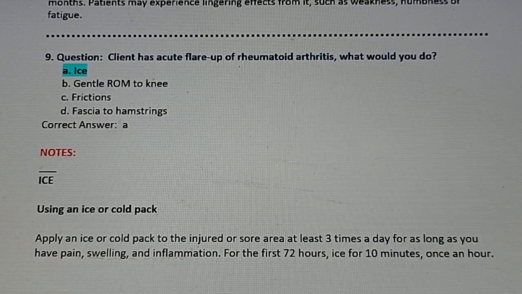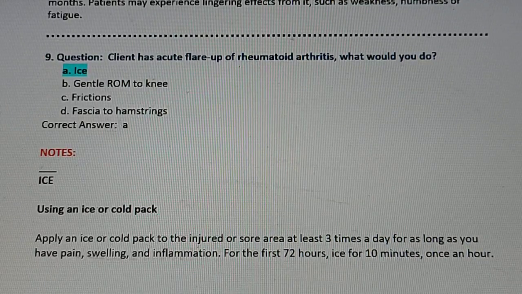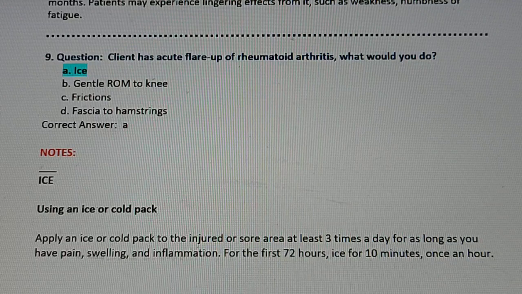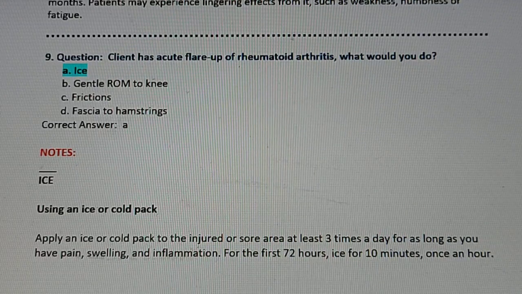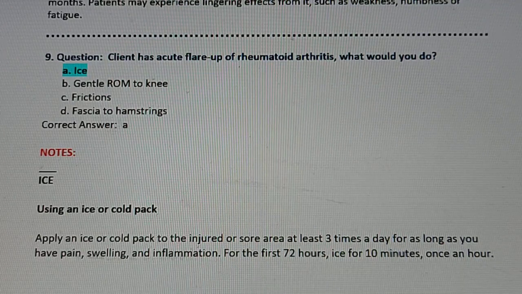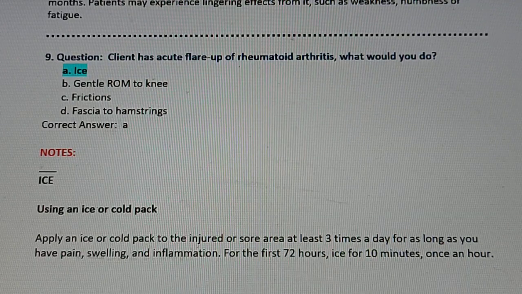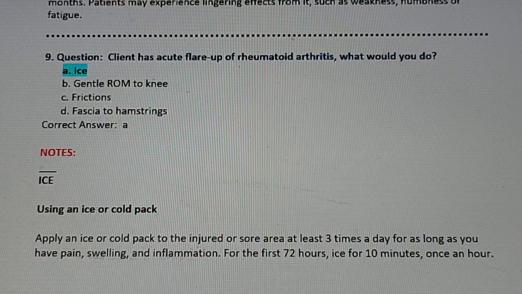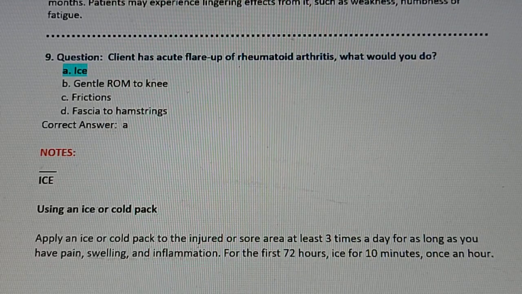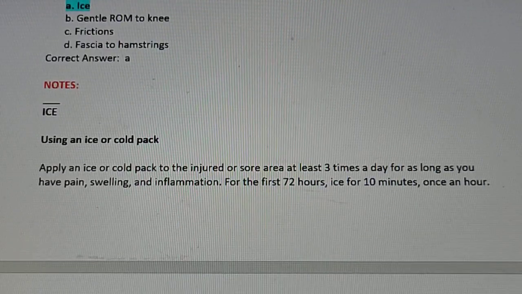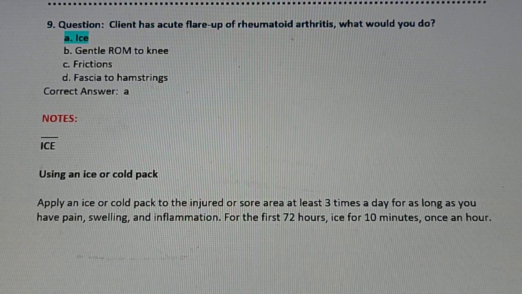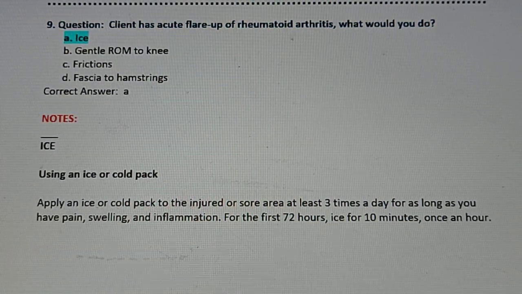The next question is question 9. Client has acute flare-up of rheumatoid arthritis. What would you do? Choices are A, ice, B, gentle ROM or range of motion to knee, C, frictions, D, fascia to hamstrings. The answer to this is letter A. You apply ice. We have notes here for each of the choices that you can read and get information from.